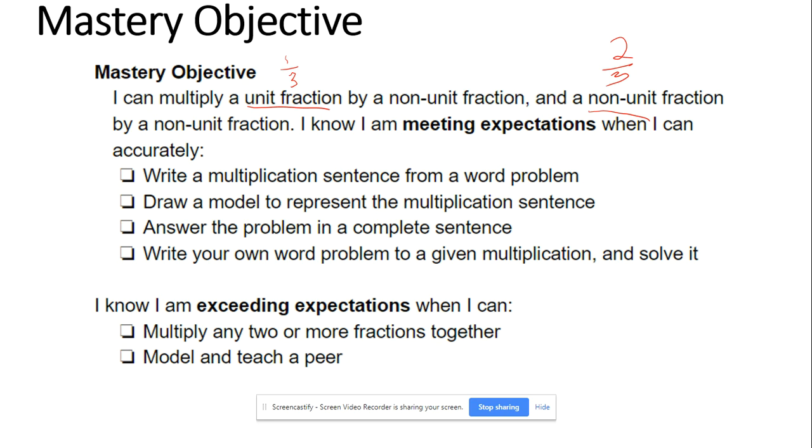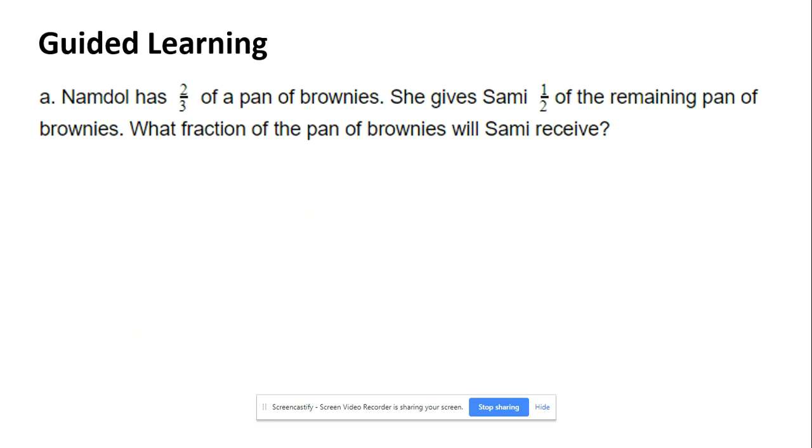I know I am meeting expectations when I can accurately write a multiplication sentence from a word problem, draw a model to represent the multiplication sentence, answer the problem in a complete sentence, and write my own word problem to a given multiplication sentence and solve it. I know I am meeting expectations when I can multiply any two or more fractions together and model and teach a peer. Let's start with guided learning number 1.